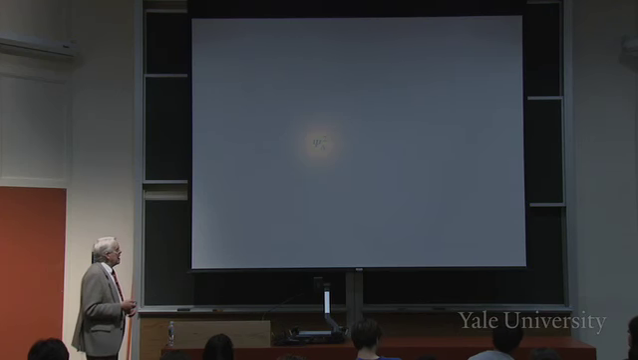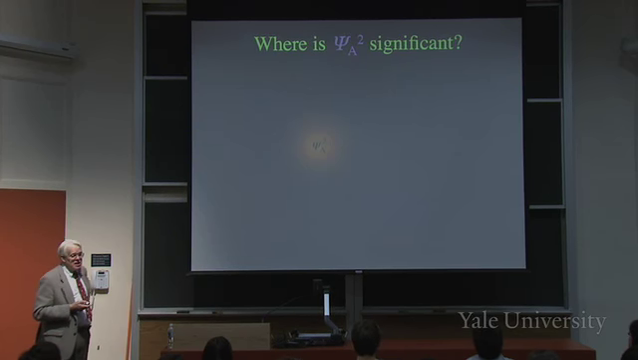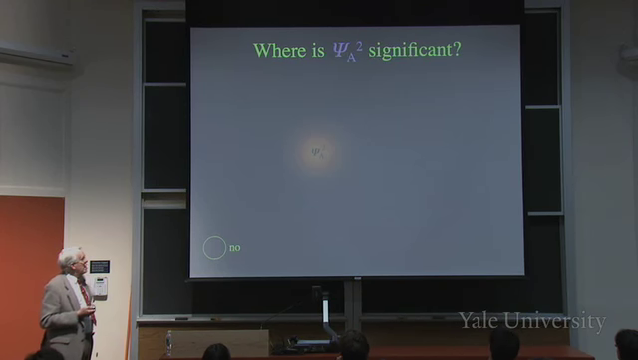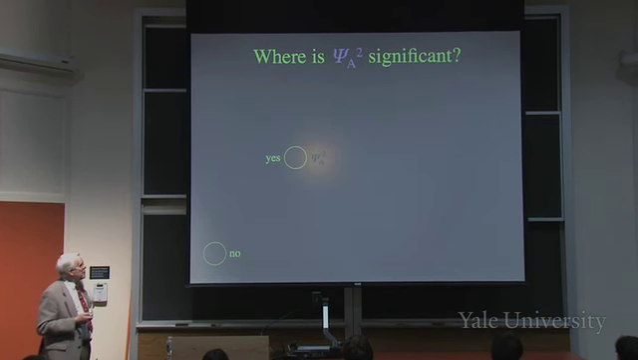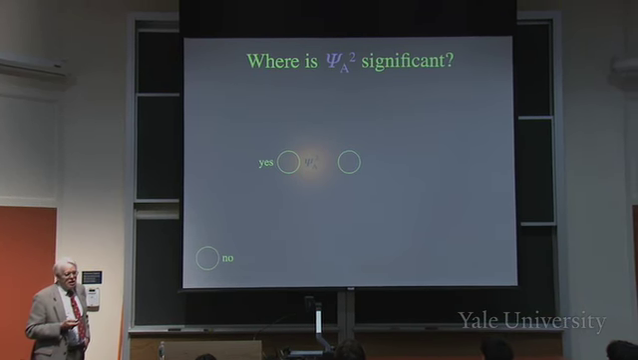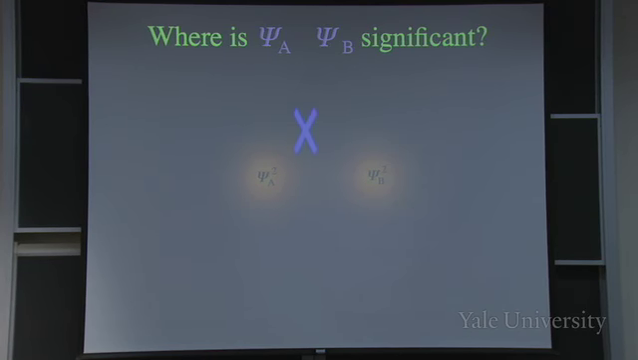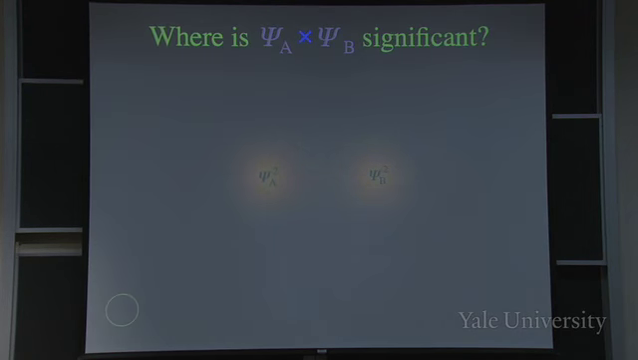Now let's think about this again. So here's atom A. Now, where is the square of that function significant? Is it significant there? No. Is it significant there? Yeah, it's a little bit significant at least. How about there? A little bit, right? Okay. Now, suppose we have another atomic orbital there. Now, where is the product of A times B significant? Okay? So is the product A times B significant there? No. Is it significant there?